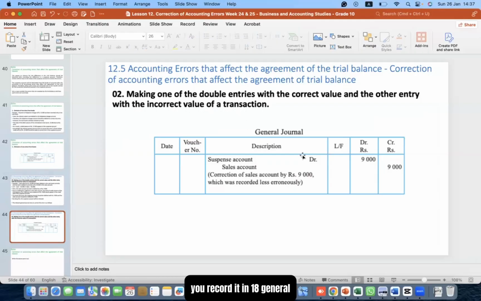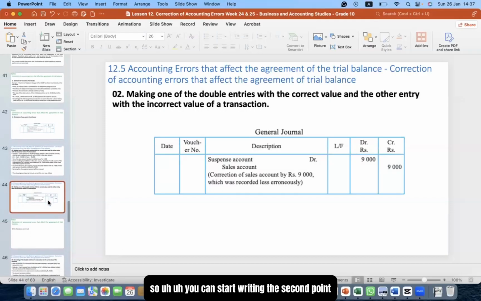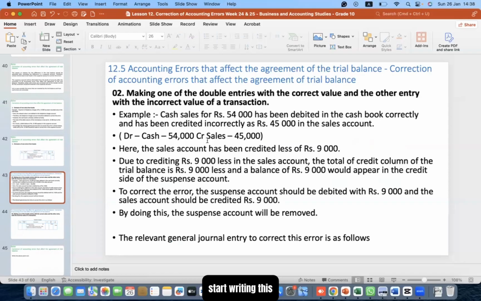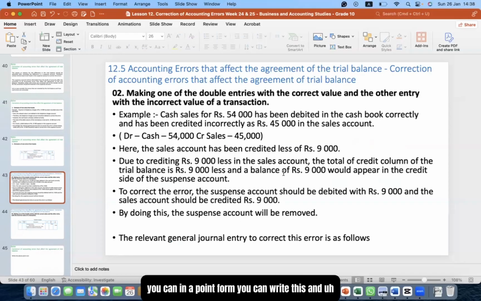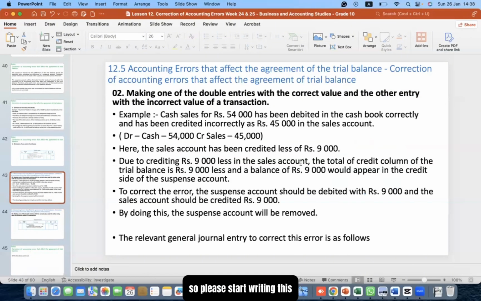You record it in the general journal: correction of sales account by rupees 9,000, which was recorded less in error. So you can start writing the second point. Put the subheading: making one of the debit entries with the correct value and the other entry with the incorrect value of the transaction, and start writing this. You can write this in point form, and let's write down the general journal afterwards. So please start writing this.